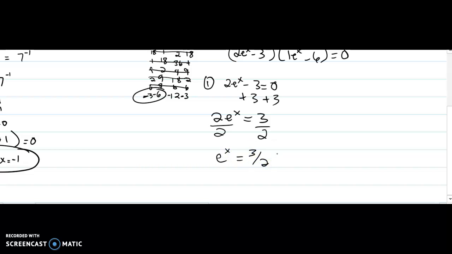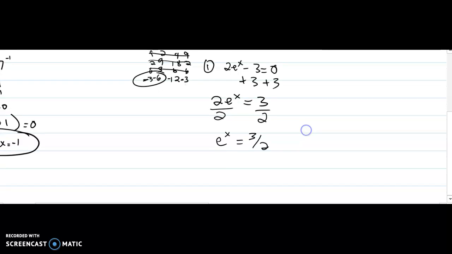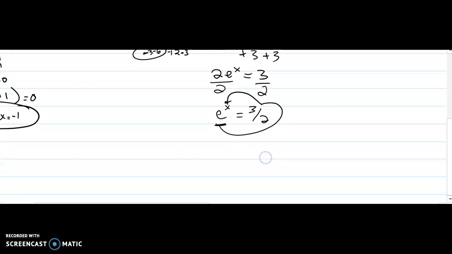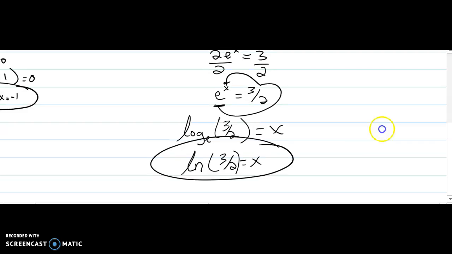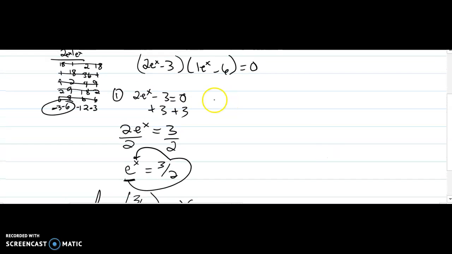Now that my exponential is by itself, I can use my log scale. Start with my base, go to this one, go to that one. I start with my log base e of 3/2 is equal to x. Another way we can write it is the natural log of 3/2 is equal to x. There's my answer.